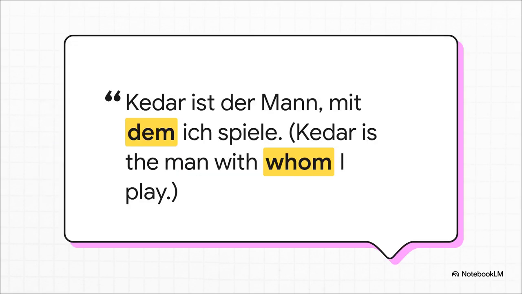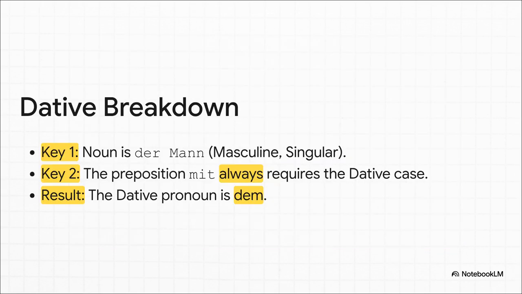All right, next up, the dative. Der Mann is the man with whom I play. Now there is a giant flashing signal on this slide telling you what's going on. It's that little word mit, with. That preposition is your key. Okay, let's run the check.